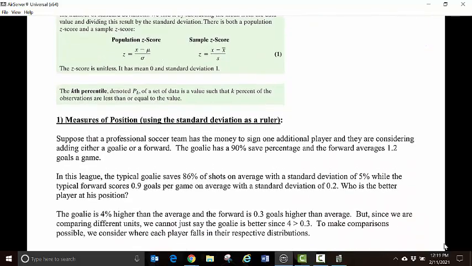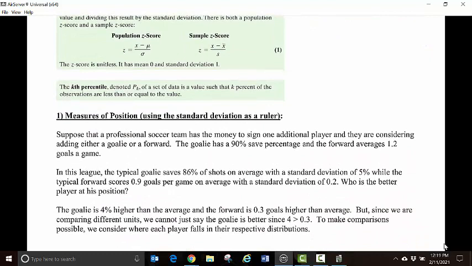start with this. Suppose that a professional soccer team has the money to sign 1 additional player, and they are considering adding either a goalie or a forward. The goalie has a 90% save percentage, and the forward averages 1.2 goals per game.